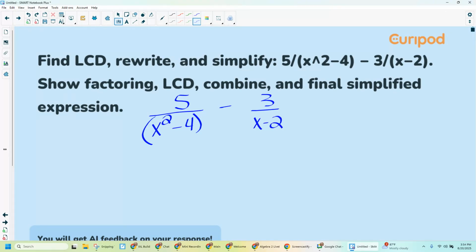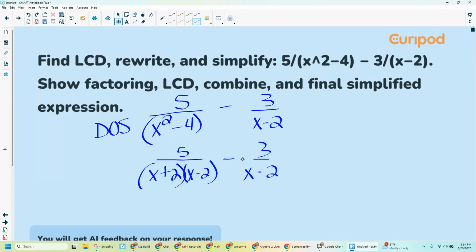What do you recognize here on this first denominator? It's a difference of squares. Good. It's a difference of squares. So that's going to factor down to x plus 2, x minus 2. So now, do they have common denominators? Almost. This one over here has half of it, x minus 2. So I need to multiply it by x plus 2.